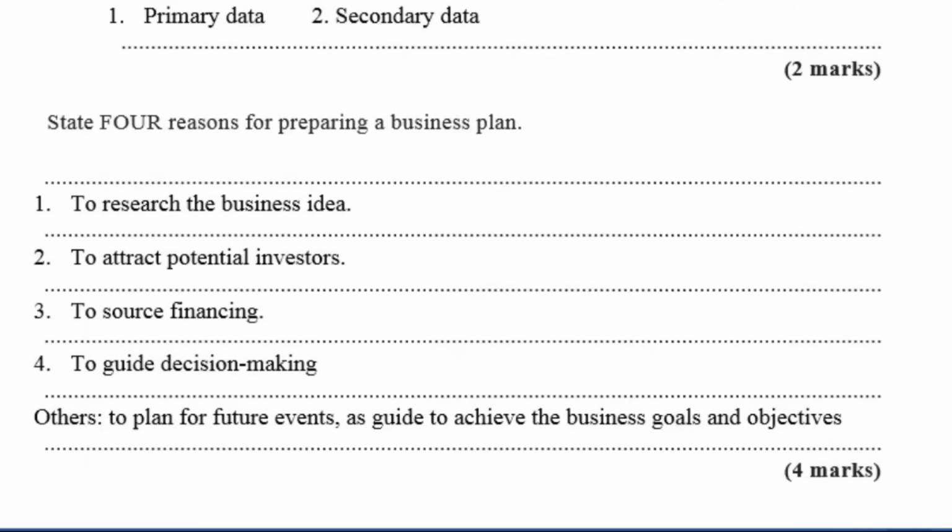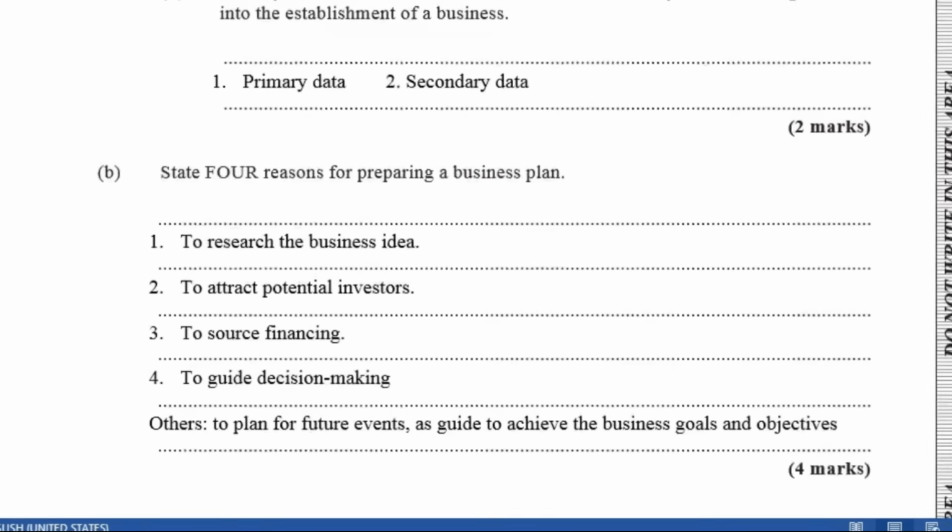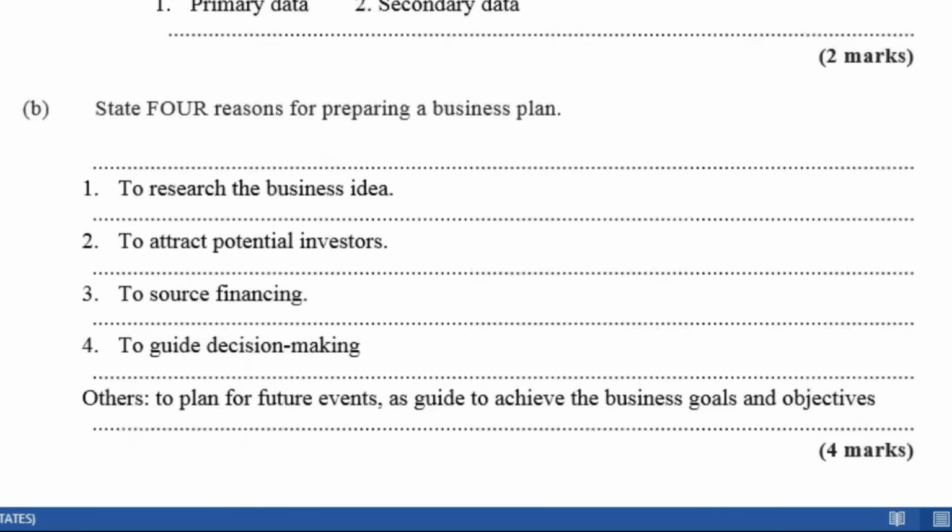The third reason is to source financing. So if you're going to need a loan, maybe from a financial institution or so on, they usually require to see your business plan as well. And the fourth reason is to guide your decision making. So when you're planning for your business, it will help you to make the right decisions, right? So other reasons for preparing a business plan, like to plan for future events, and also to use it as a guide to achieve business goals and objectives.